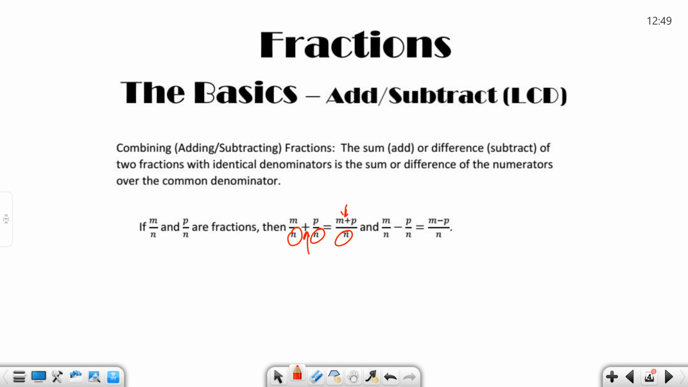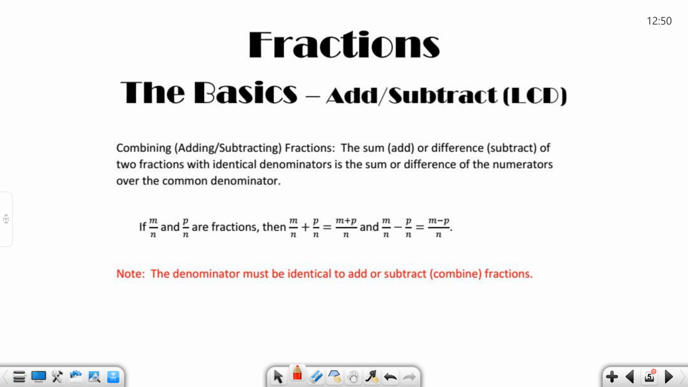1/2 plus 1/2 is 1 whole. That's 2 over 2. The 2 in the bottom didn't change. The numerators got added together. So if you subtract here, you subtract the numerators, but again, the n doesn't change in the denominator.